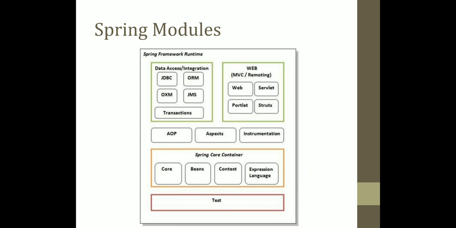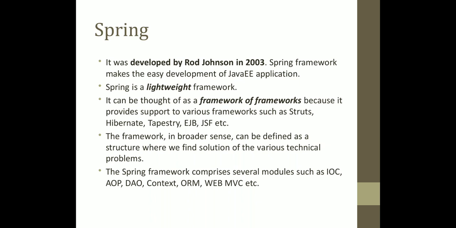Then there are a few Spring modules. The Spring modules are nothing but what we have seen just now, the names like IOC, AOP, DAO, context, ORM, and web MVC. These modules make the Spring framework work very easily and efficiently.